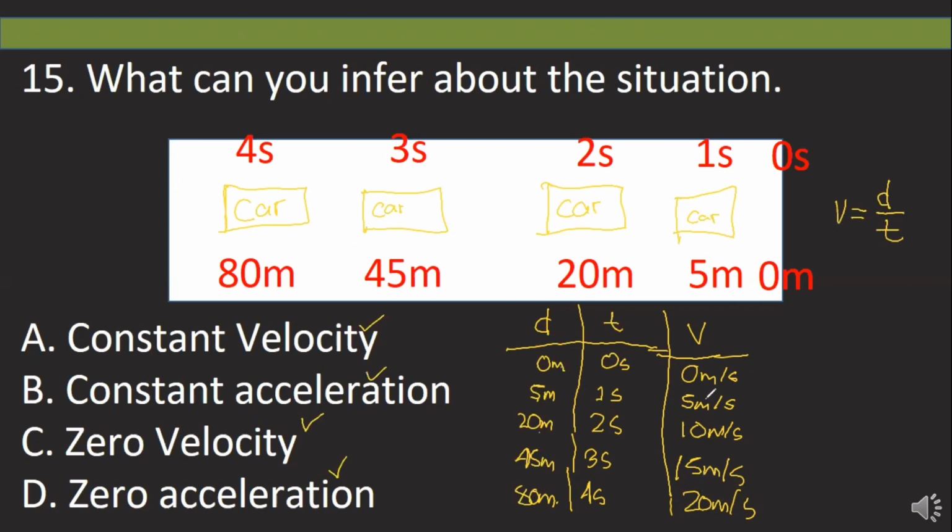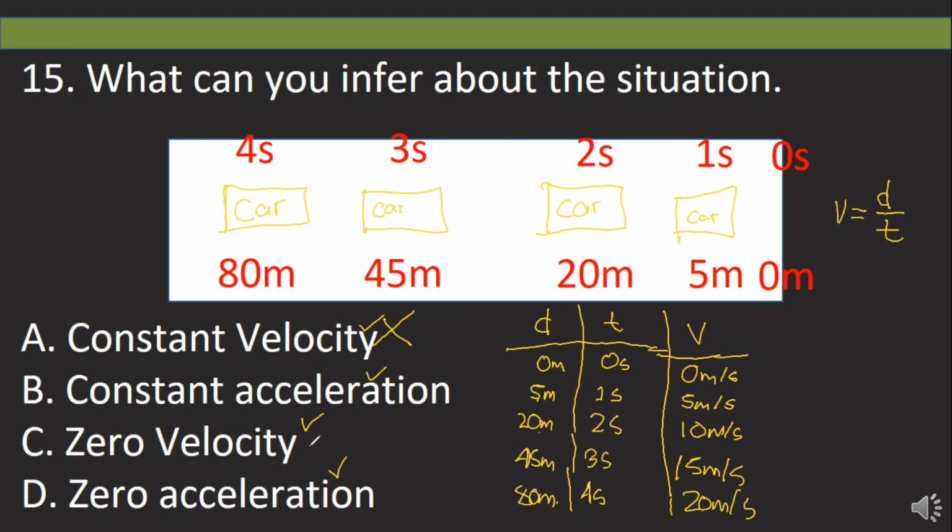The value of velocity. Is the velocity changing? Yes. As you can see, from 0, it became 5. After 2 seconds, it became 10. After 3 seconds, it became 15. And when we have 4 seconds, it became 20. So as you can see, the velocity is changing. And if the velocity is changing, therefore, we can say that the velocity is not constant. So letter A is not the correct answer.